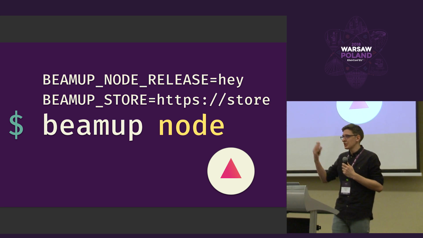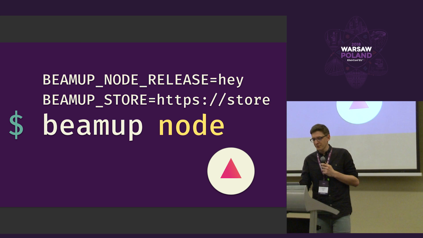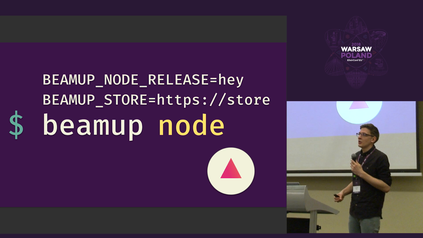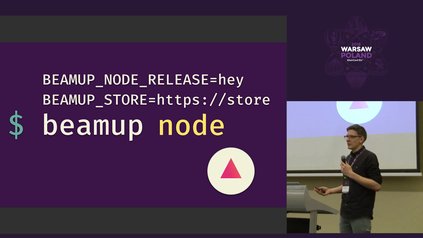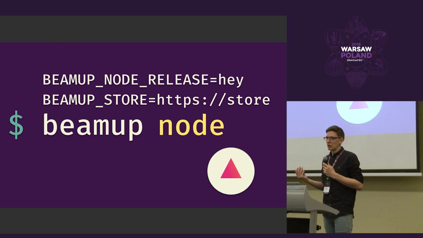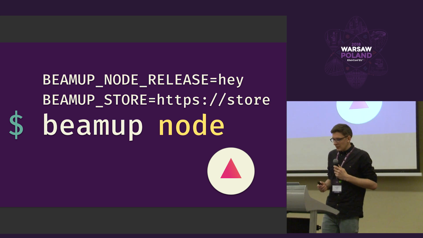It's going to do the same Docker magic, going to pull the release, unpack it, install it. It's also going to subscribe to the store. So when you use the BeamUp tool to build and push another version into the store, all your nodes are going to get notified, and then they can just pull that release and apply it while running. So there you have it.